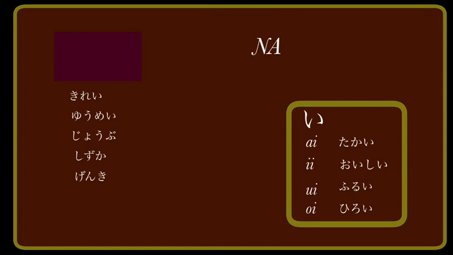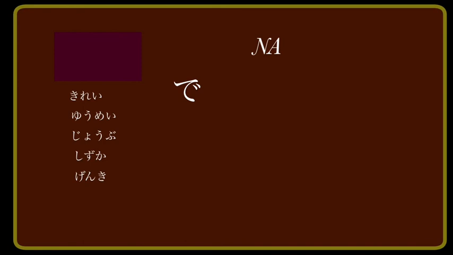When we want to add more information to a na adjective, we simply use the te form of desu, which is, of course, de. So if we wanted to put two ideas together using na adjectives, we would say kirei de yumei desu, beautiful and famous. Kirei de shizuka desu, beautiful and quiet. So we can put two ideas together when it's na adjectives simply by using de, which is the te form of desu, to say and.